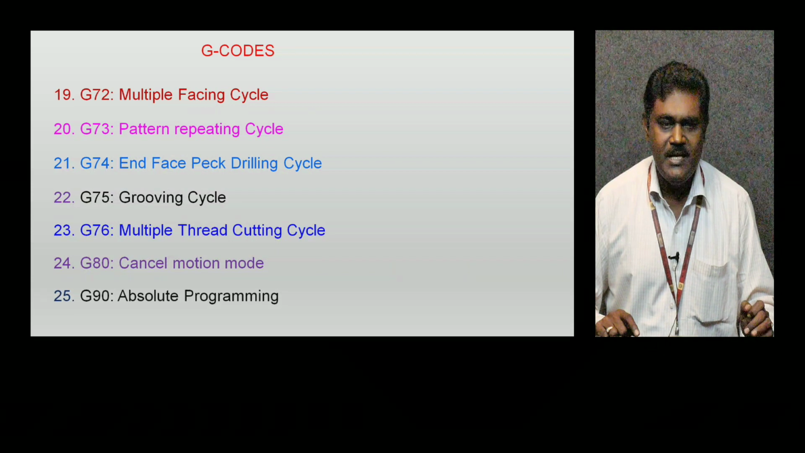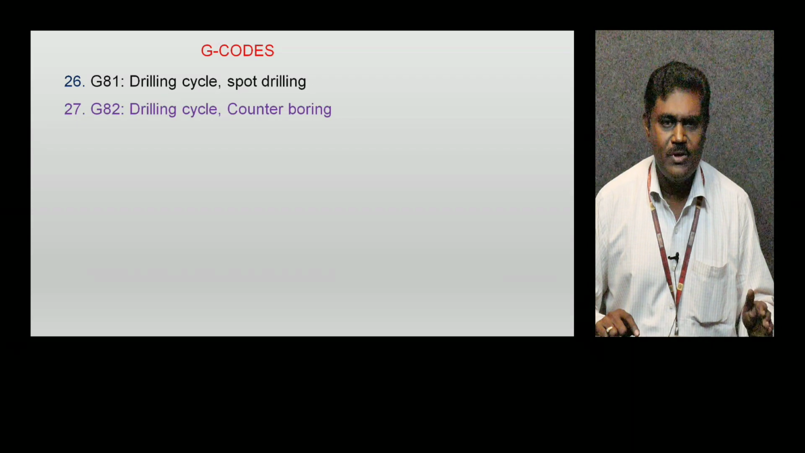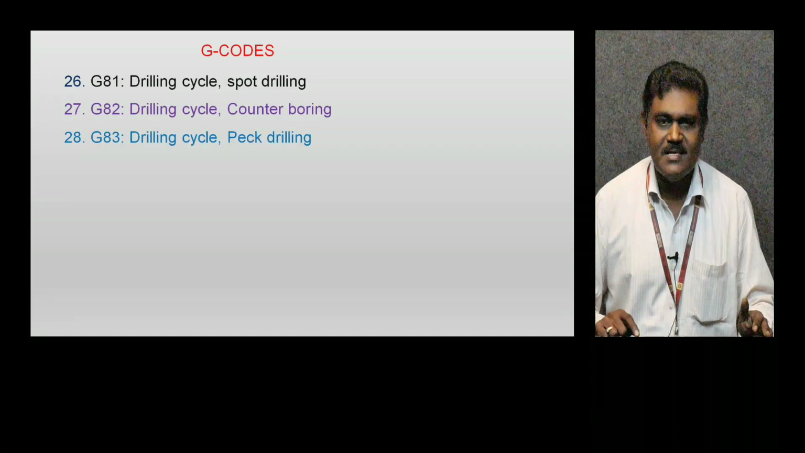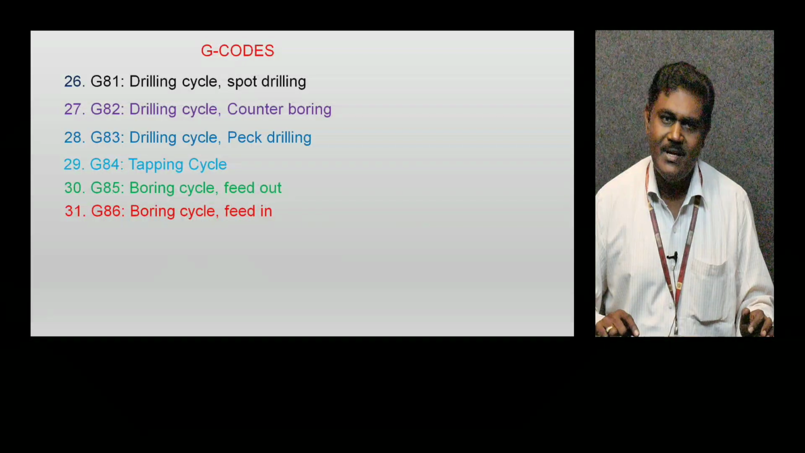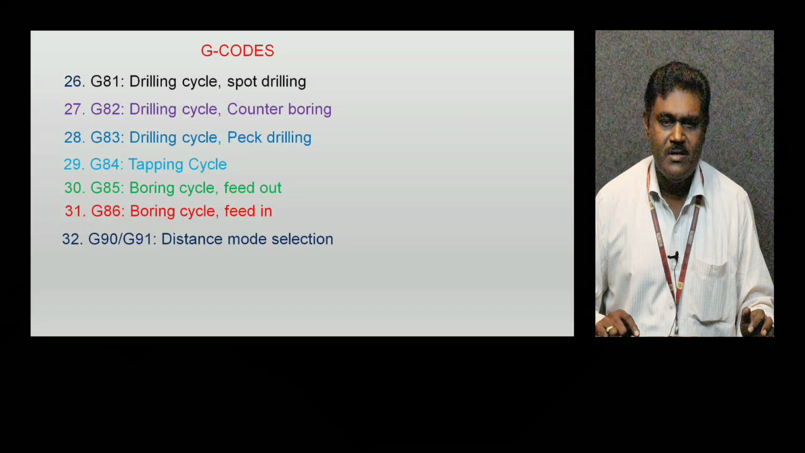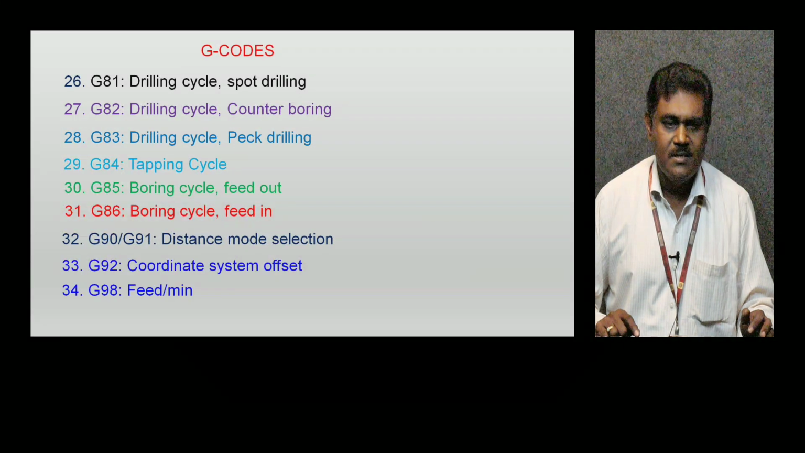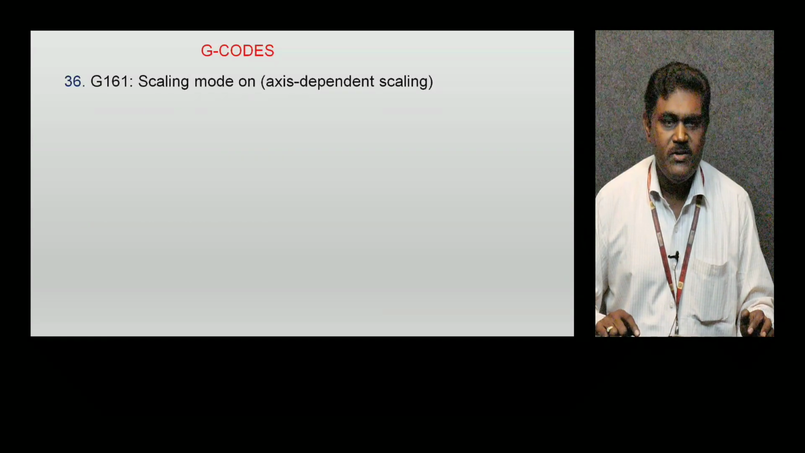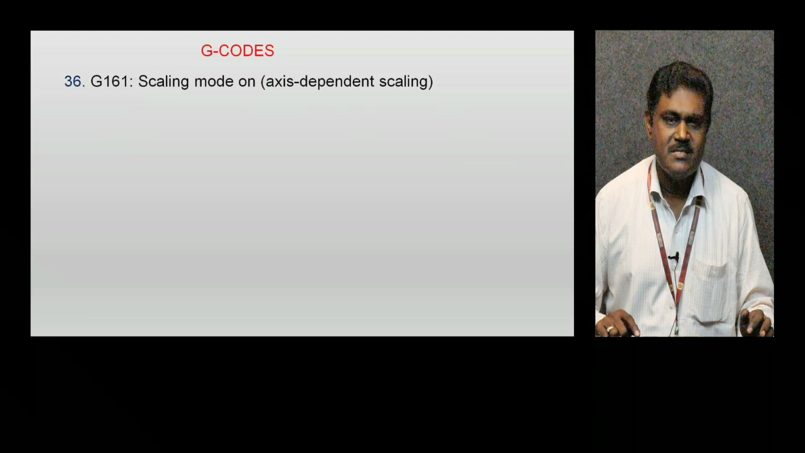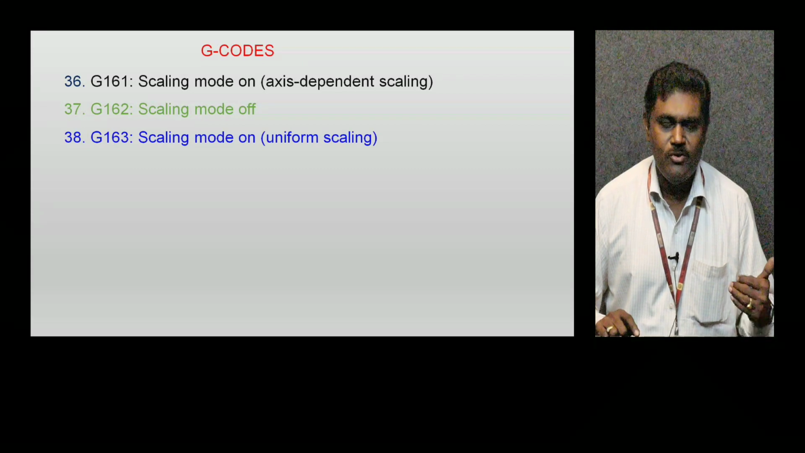G81 drilling cycle spot drilling, G82 drilling cycle counter boring, G83 drilling cycle peck drilling, G84 tapping cycle, G85 boring cycle feed out, G86 boring cycle feed in, G90 or G91 distance mode selection and G92 coordinate system offset. G98 feed per minute and G99 feed per revolution. G161 scaling mode on axis dependent scaling, G162 scaling mode off, G163 scaling mode on uniform scaling.